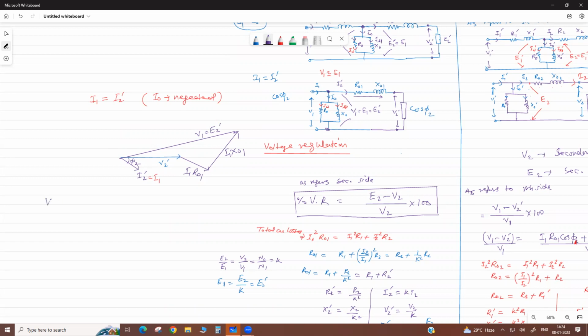Therefore, when we write this regulation, voltage regulation percentage, it should be, as referred to primary side, (V1 minus V2 dash) by V1, we calculate as no load. Correct, into 100. So this is your voltage regulation. Okay.